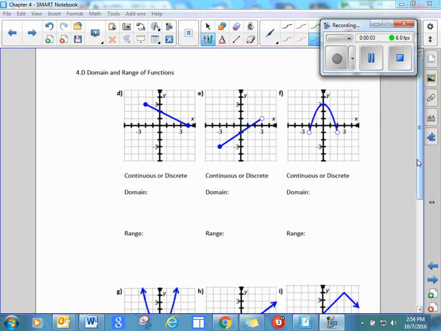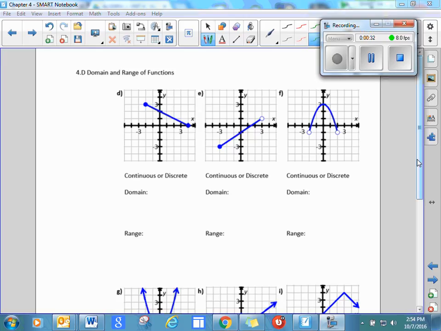Okay, we're back on 4D. We're on page 85 now. And if you'll look back at the problems that we did on the page before, you'll see that we could easily identify domain and range from a graph because they were discrete points. It was not a whole bunch of points. It was just 4 or 5 points that were clearly marked on our graph.